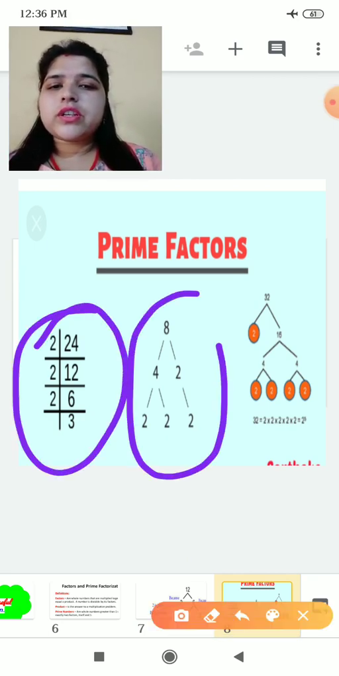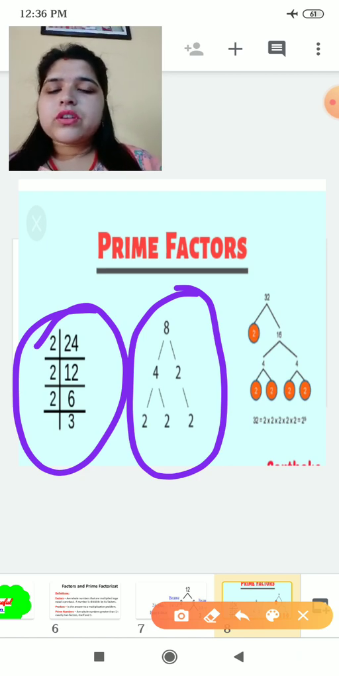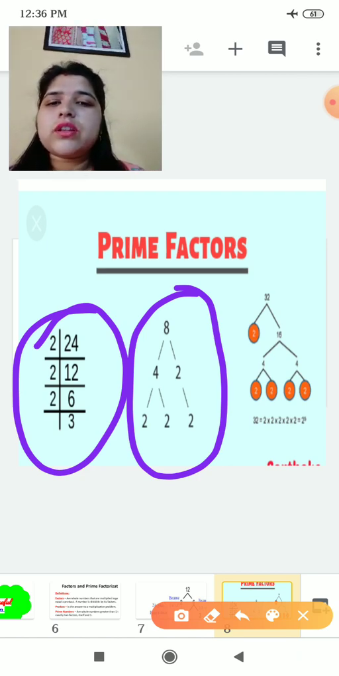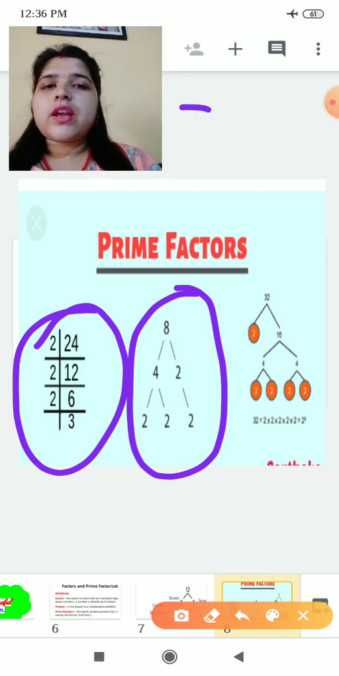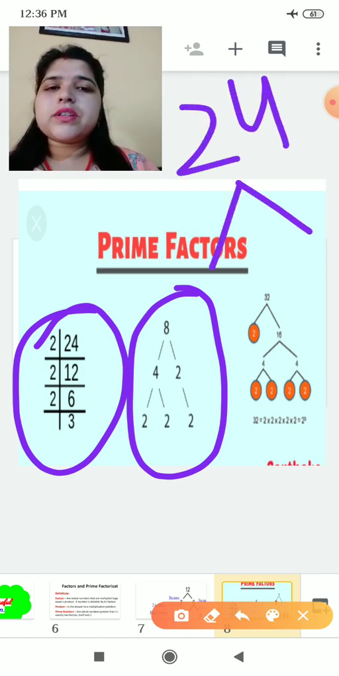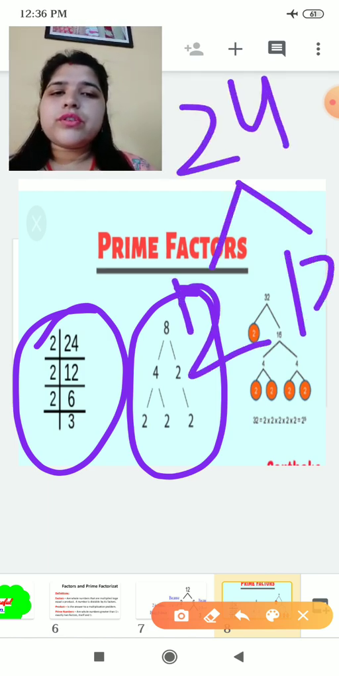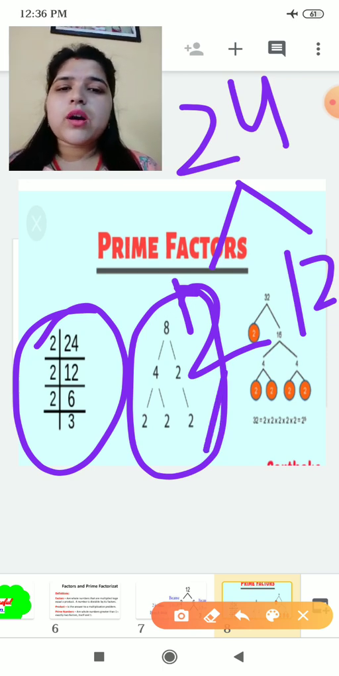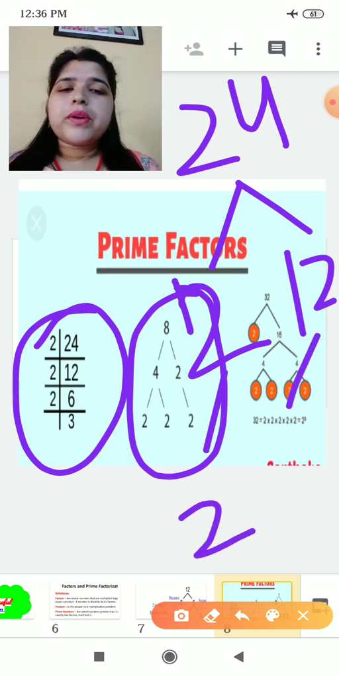This is the tree method. You can see here prime factorization. This is only the representation. Like if 24 is given, you can represent it as 2 times 12 is 24, or 12 times 2 is 24. Now 2 will come down as it is, and then you have to break 12.